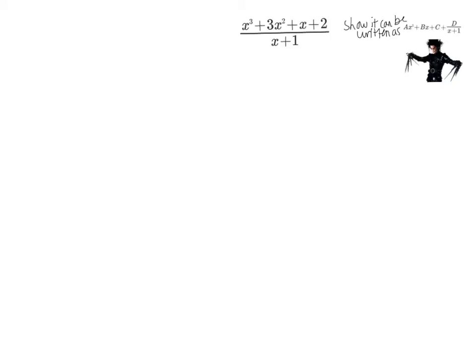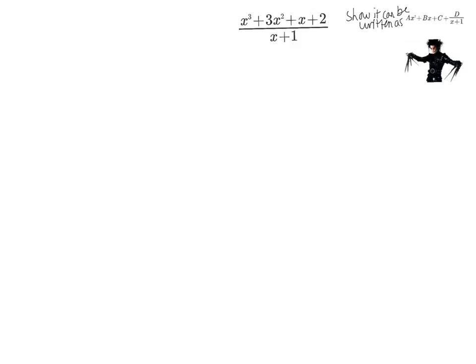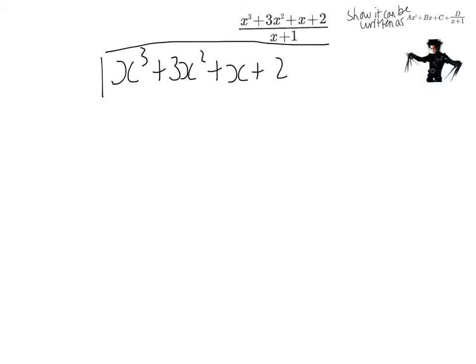Okay, we're going to have a look at what happens with this question when we do this division, and we want to show it can be written like this. Okay, let's begin. So, what have I got? x cubed plus 3x squared plus x plus 2, and I am dividing it by x plus 1.